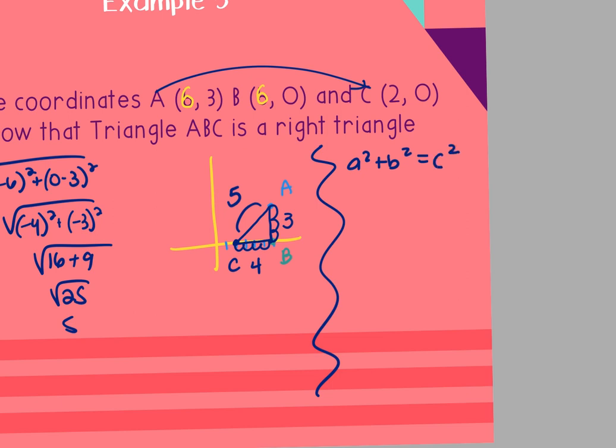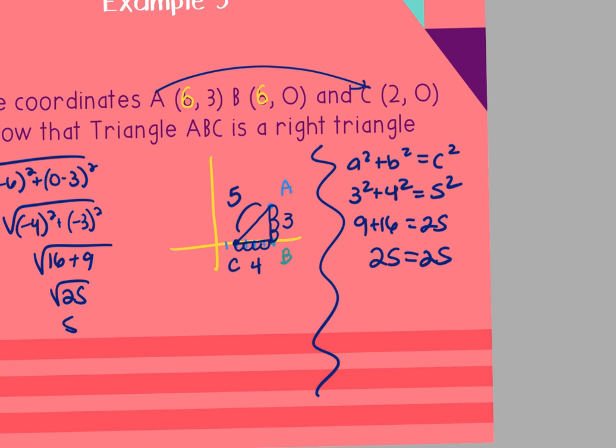Does it matter which one's A, which one's B, and which one's C? Sort of, yes. Does it matter which one's A and B? No, but what about C? How do I know which one has to be C? The longest or the hypotenuse, right? So which of those three numbers is my C? 5. So I can make it 3 squared plus 4 squared, or 4 squared plus 3 squared. That doesn't matter, but the 5 has to be the C. And since 9 plus 16 gives you 25, that is how you verify this is a right triangle.